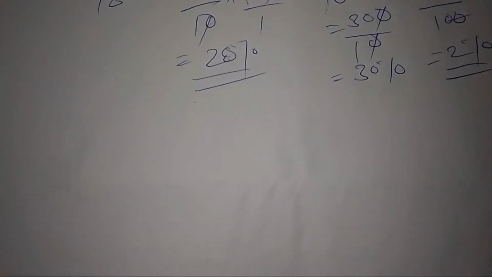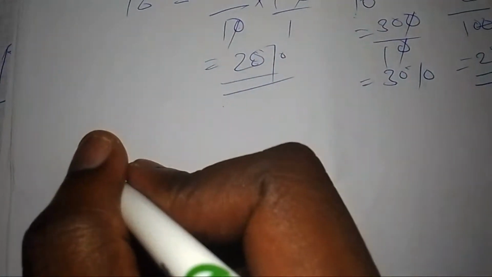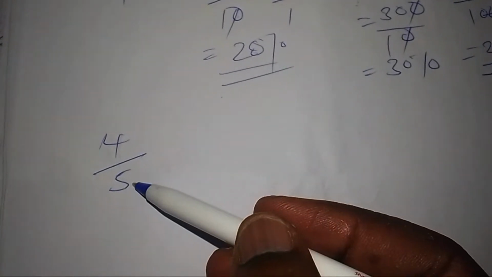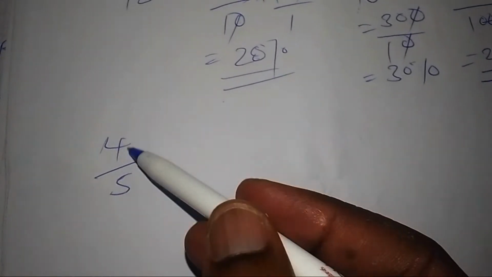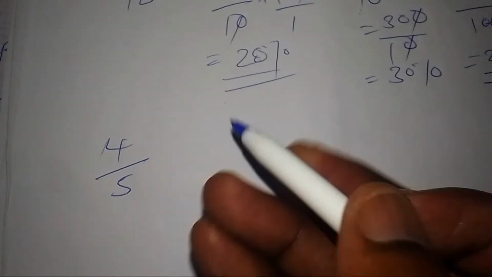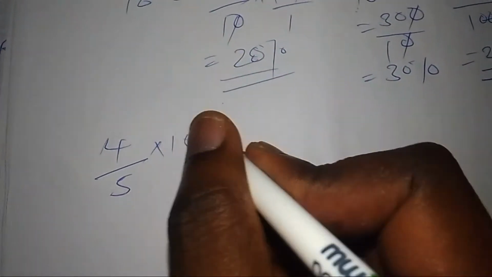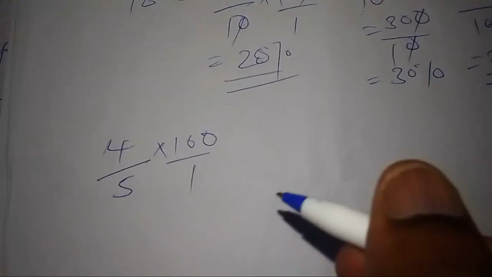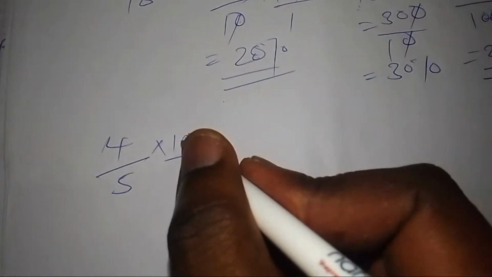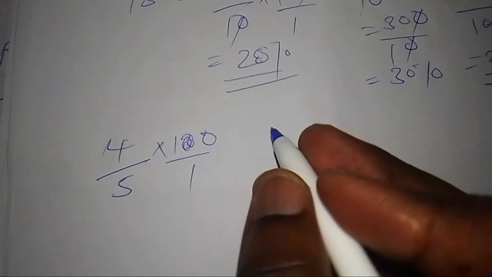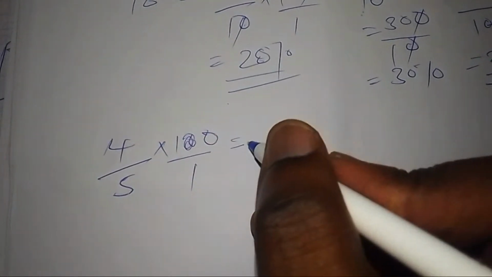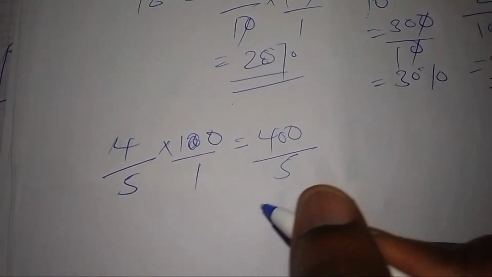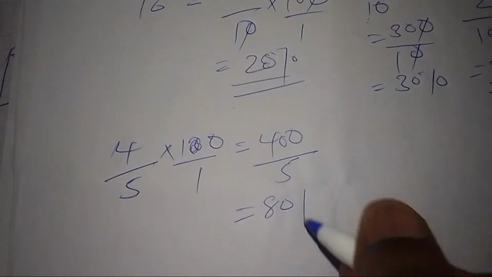Let's say you are given another fraction, like 4 out of 5. So 4 out of 5 is a fraction. This fraction you can as well change into a percentage by just multiplying it by 100. So don't worry about this, just put it over 1. Now we multiply the numerator first, that is 400 divided by 5, and the answer now becomes 80%.